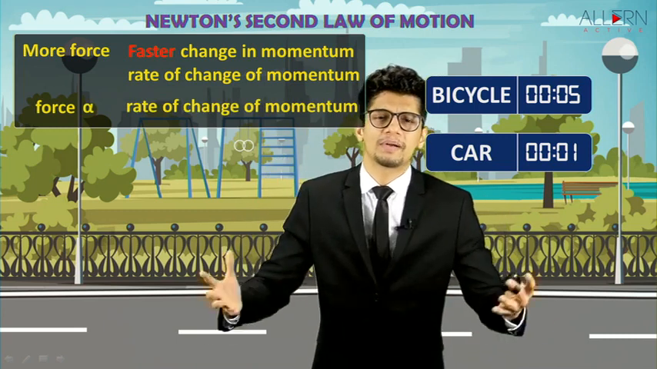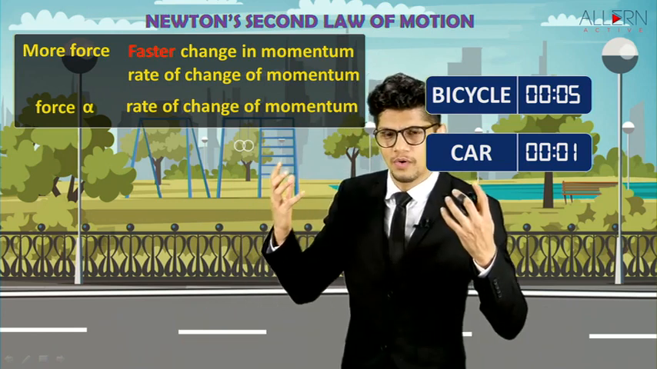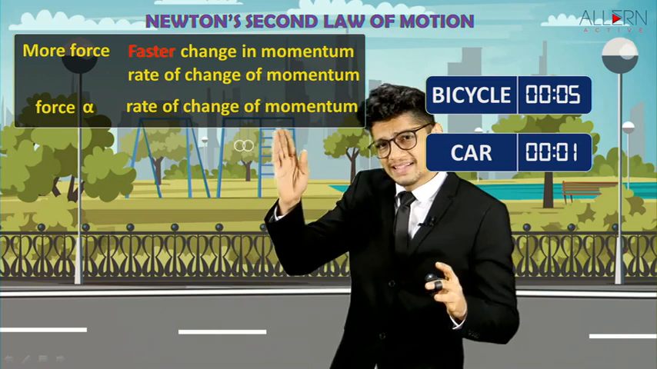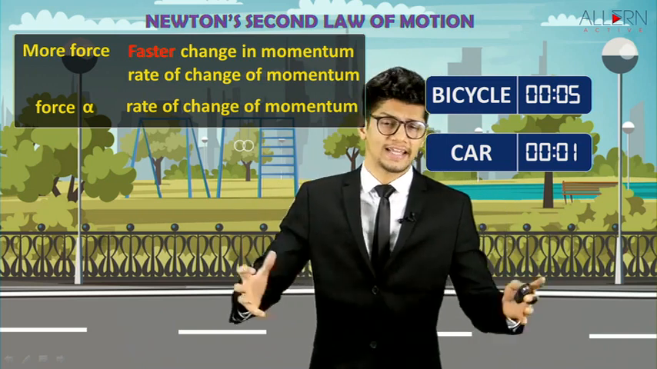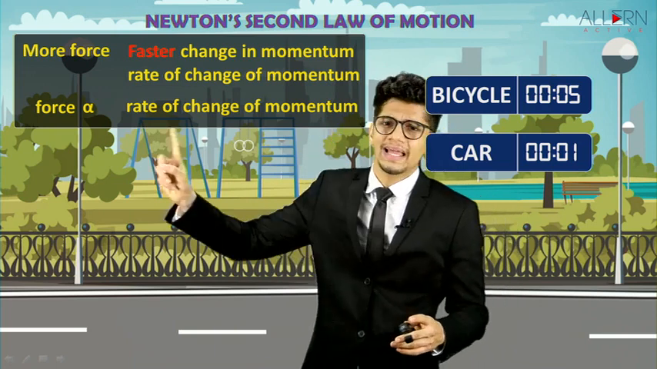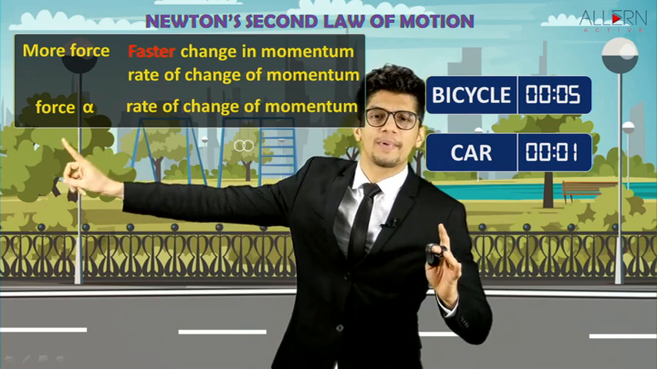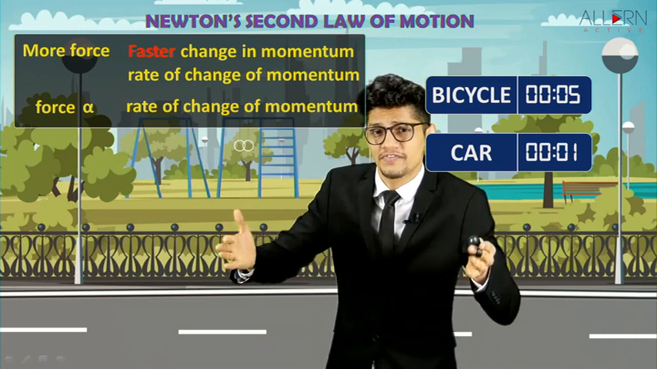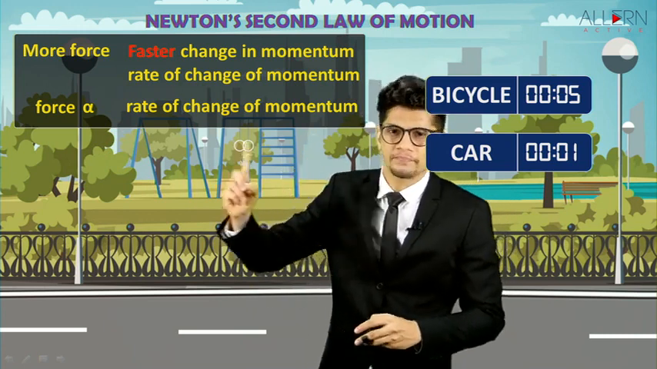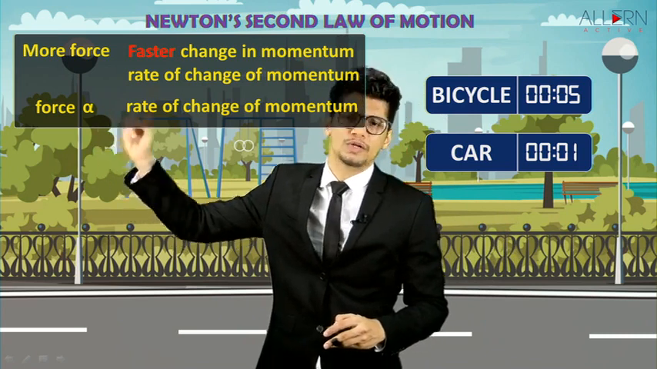We know what directly proportional means, right? If one physical quantity increases, the other also increases. So now this is nothing but the statement of Newton's second law of motion, which says that the rate of change of momentum is directly proportional to the applied force. This is the first half of the statement. I'll repeat it once again. The rate of change of momentum is directly proportional to the applied force.